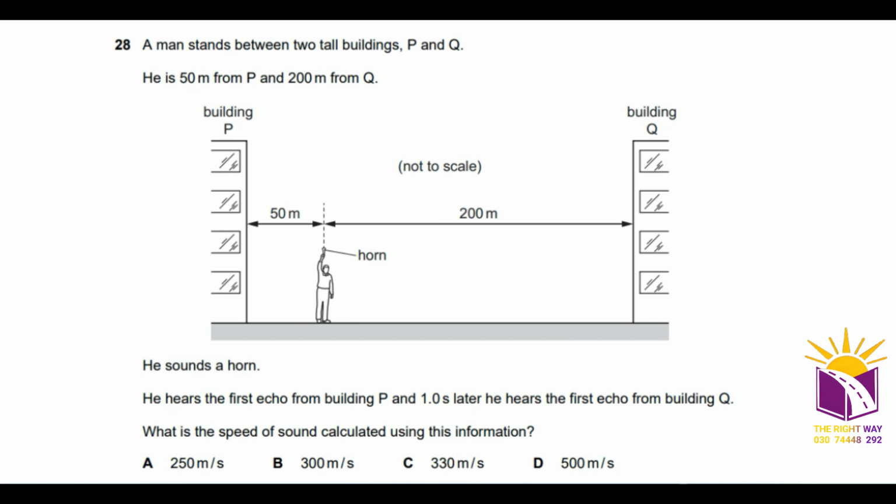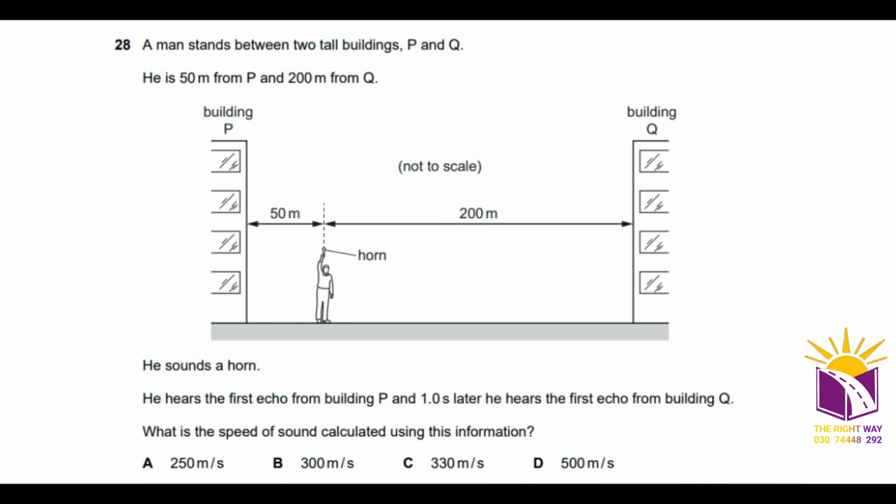Question number 28. A man stands between two tall buildings P and Q. He is 50 meters from P and 200 meters from Q. He sounds a horn. He hears the first echo from building P. As building P is close to him, he is going to hear the first echo from building P. And 1 second after that echo, he hears the second echo, which is the first echo from building Q. What is the speed of sound calculated using this information?